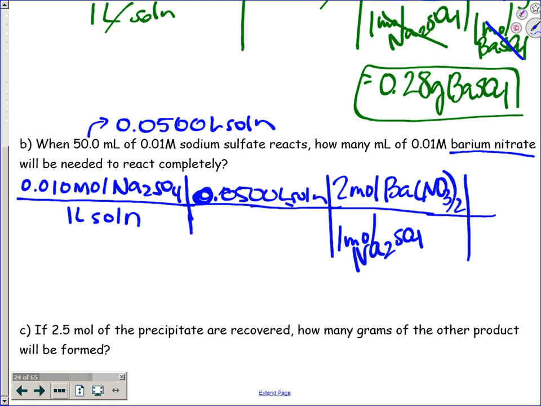Give me a thumbs up if you've made it to this point. Very nice. Okay. Think about how you can utilize that molarity and cancel out moles.